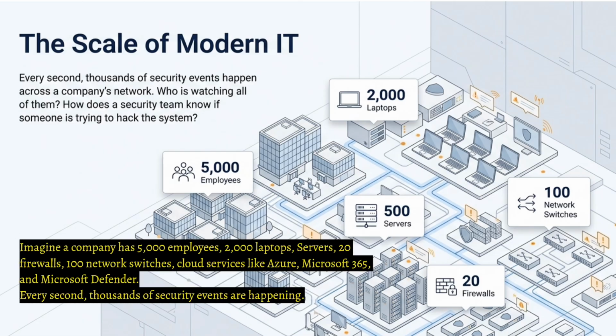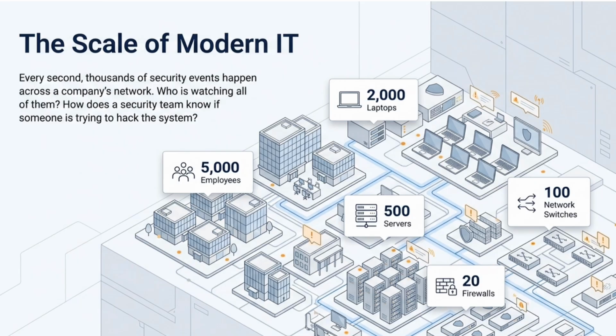Imagine a company has 5,000 employees, 2,000 laptops and servers, 20 firewalls, 100 network switches, and they are also using cloud services like Microsoft Azure, Microsoft 365 and Microsoft Defender. Every second, thousands of security events are happening. Who watches all these events? How does the security team know if someone is trying to hack the company?